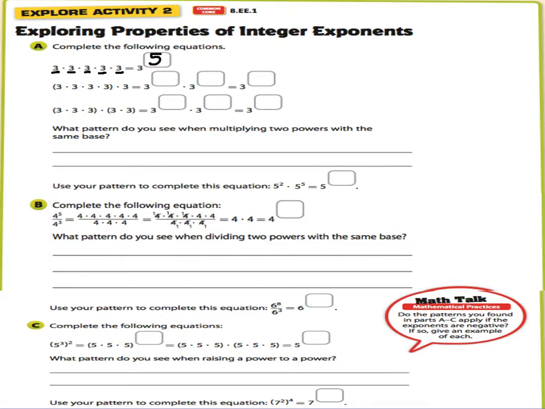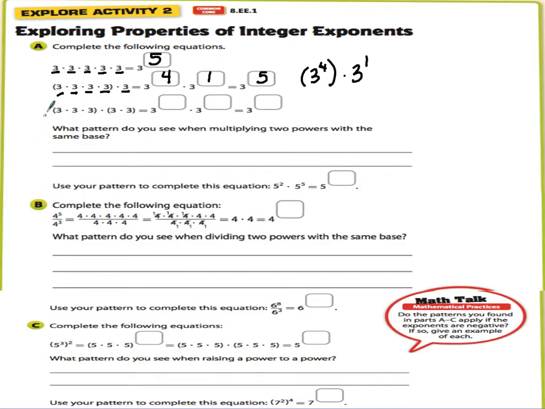Well, let's take a look at this next problem. We have 1, 2, 3, 4 3's inside parentheses, and I know I do the parentheses first. So I could shorten that to 3 to the 4th power. Then I have times 3 to the 1st power. So this is 3 to the 4th times 3 to the 1st. Because I'm multiplying them all together, I can get 3 to the 5th.